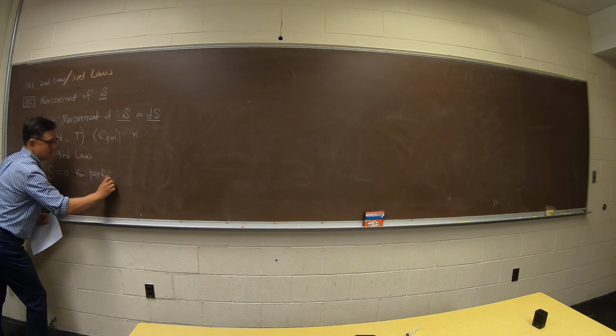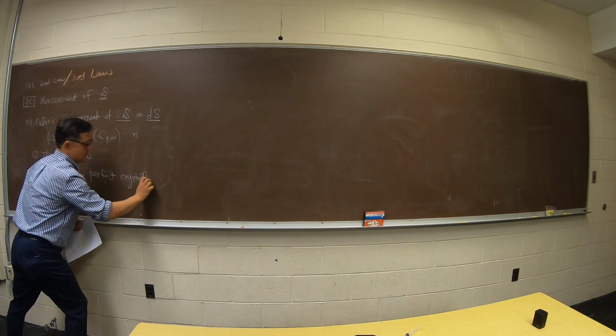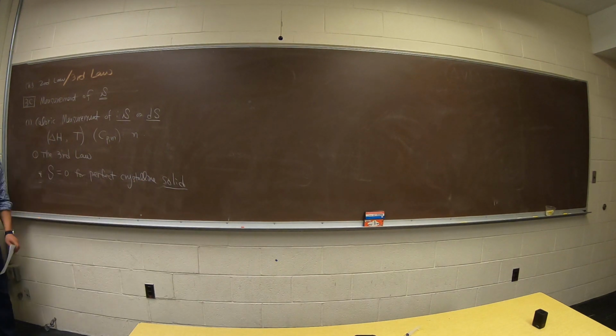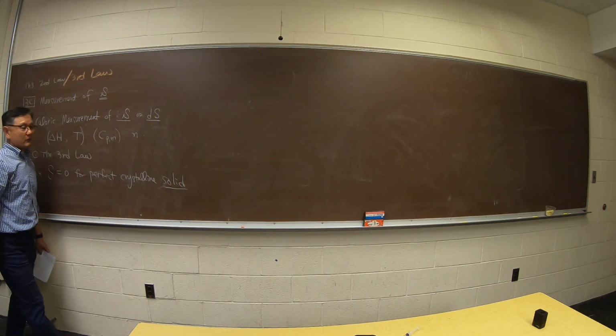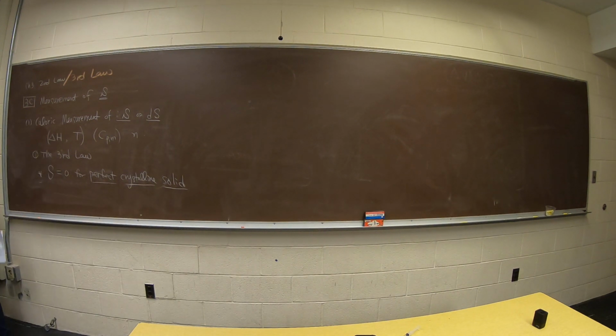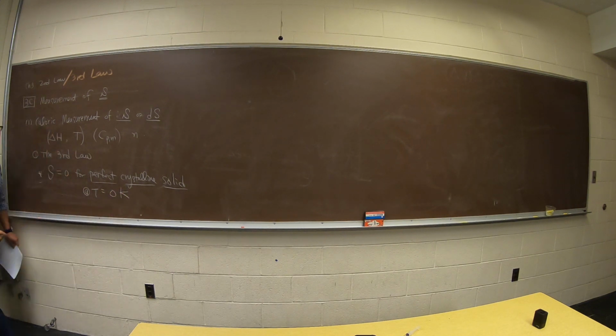a perfect crystalline solid. From our experience, matter can exist as a gas, liquid and solid. Solid is a much more ordered, organized structure, so it should have the lowest entropy. And we make it crystalline, with no defects, right? And at a temperature of 0 Kelvin. That's the statement. Wow, that's very nice.